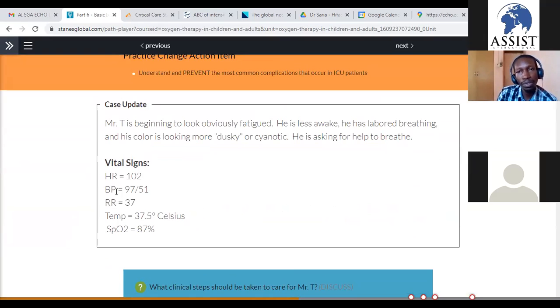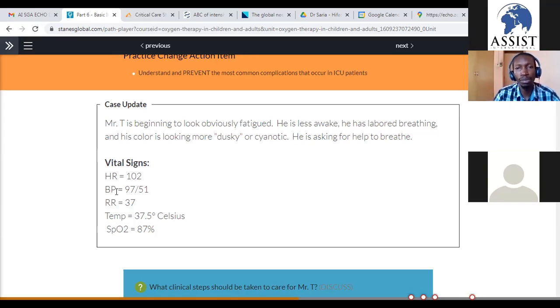So basically, we can take cyanotic. He's asking for help to breathe, so he cannot breathe at all. Heart rate 102, BP 97/51, respiratory rate of 37, temperature of 37.5 degrees Celsius, and SpO2 keeps on dropping while he was already on 15 liters non-rebreather face mask. So the question is, what's next?